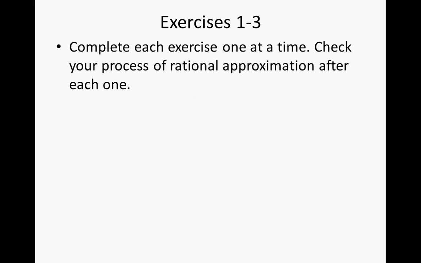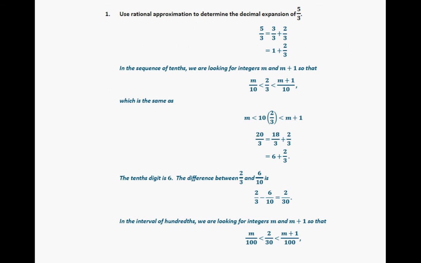All right, to exercises 1 through 3. Go ahead and complete each exercise one at a time. Check your process of rational approximation after each one. Go ahead and start with exercise 1. All right, you should be done with exercise 1. Go ahead and check your work. Again, we are not just using long division. You have to use the process discussed in this lesson and use rational approximation to come up with the answer.